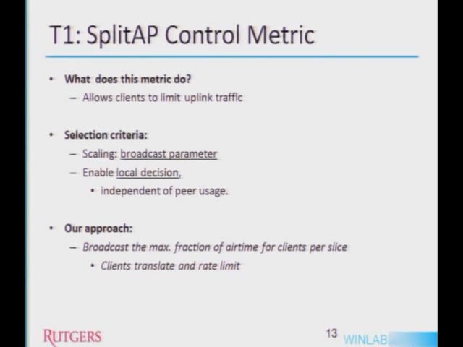So it should be some sort of a broadcast parameter, and it should enable local decisions. Despite being a broadcast parameter, despite sending the same thing to everyone, everybody should be able to infer it and set their limits accordingly, independent of what is happening everywhere else, just based on local conditions. So the measure we use is basically the maximum fraction of airtime which every client within a group can use. I'll come to it. I'll explain that through an example.